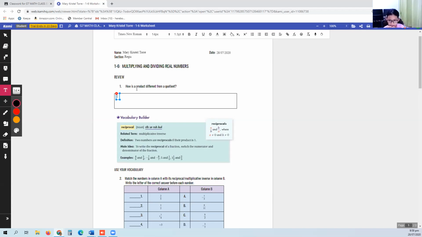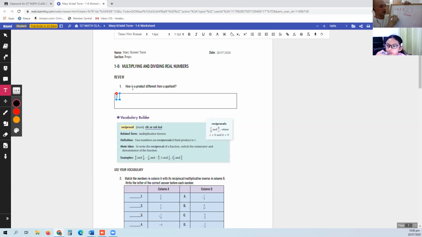I will write it on the board so you would concretely understand. So if you have 1 plus 1 equals 2, all right? 2 here is what we call sum, all right?